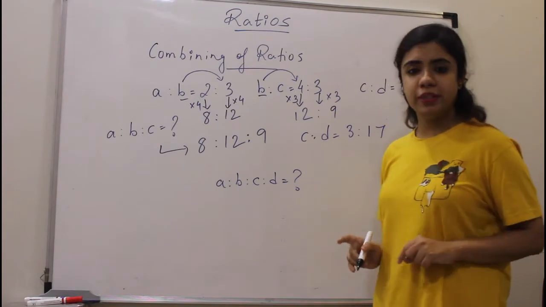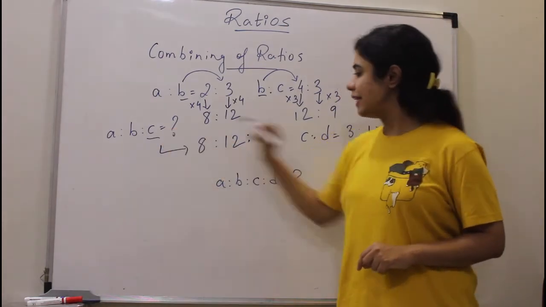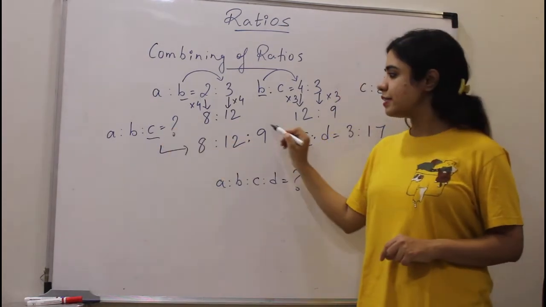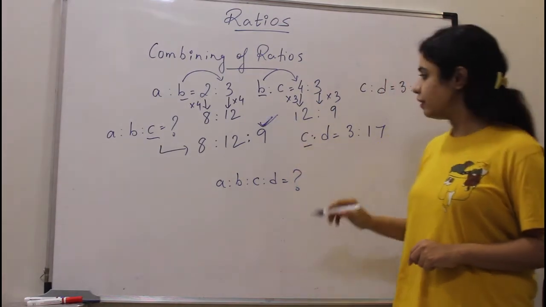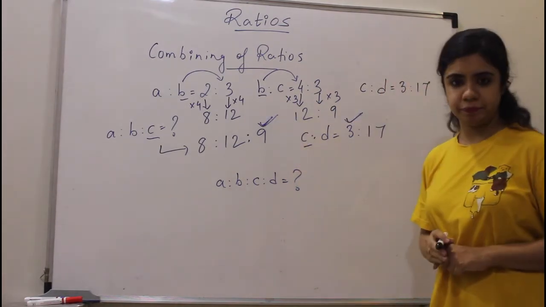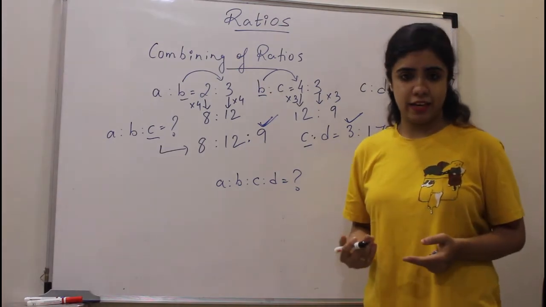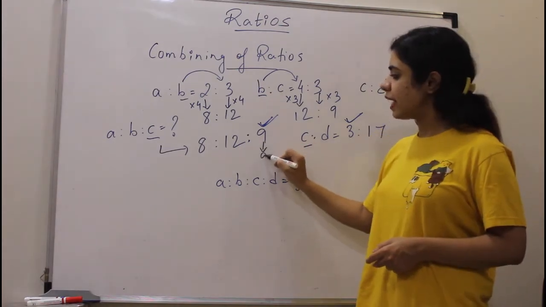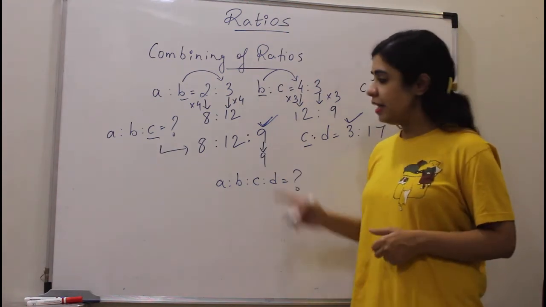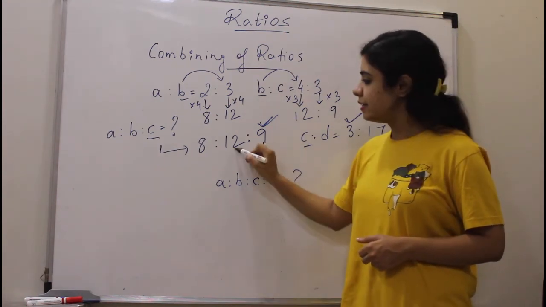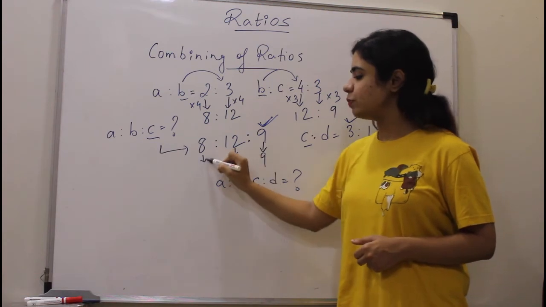Now what is the common term? The common term is C here. Your C corresponds to 9, your C corresponds to 3. So the LCM of 3 and 9 is 9. So you have to make this a 9 only. You have to keep it a 9 only. If this will be a 9, this will be a 12 and this will be an 8.